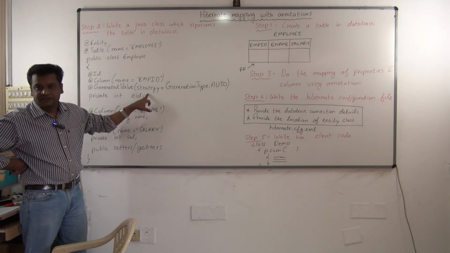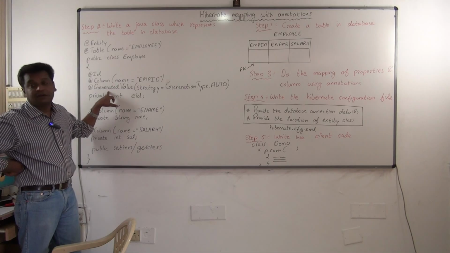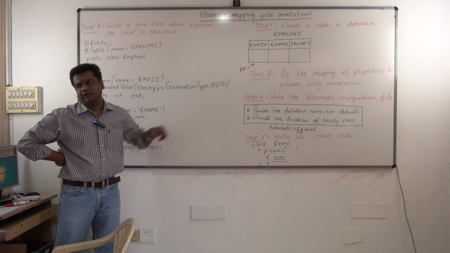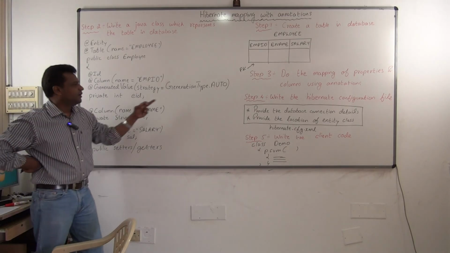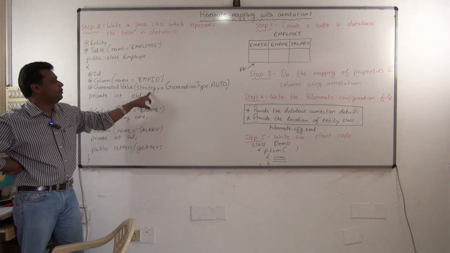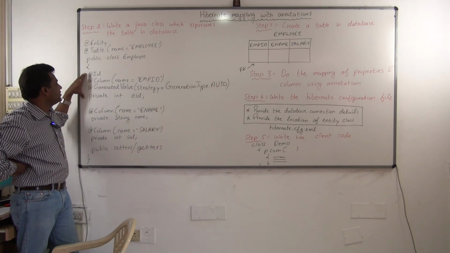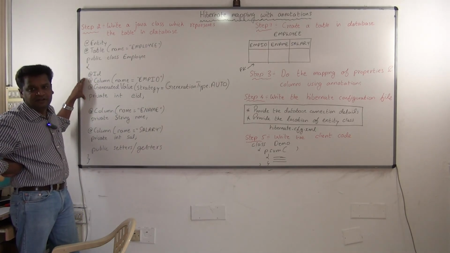Now strategy is the attribute of the GeneratedValue annotation. Now GenerationType.AUTO is the enum we are using. Clear? So we'll use the GenerationType enum, and we'll provide the value of that enum to the strategy attribute. Fine. So these are the three annotations we should use for EID.